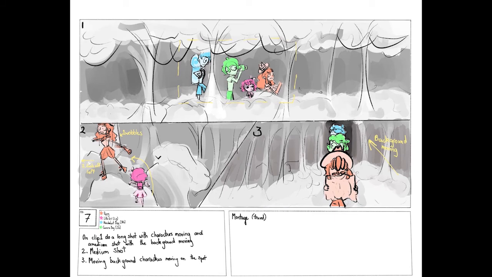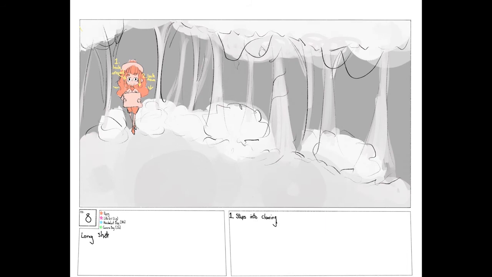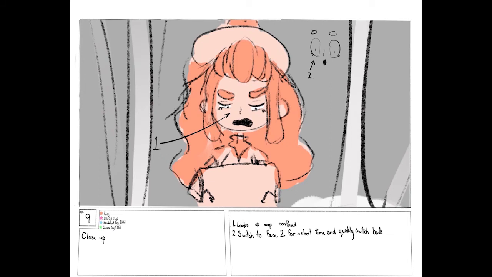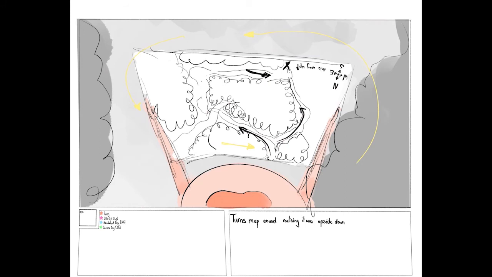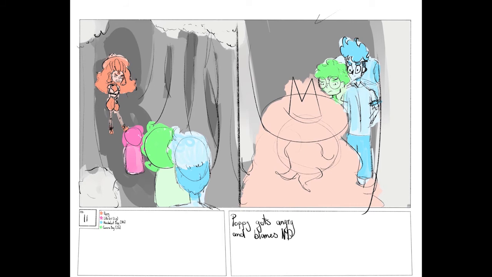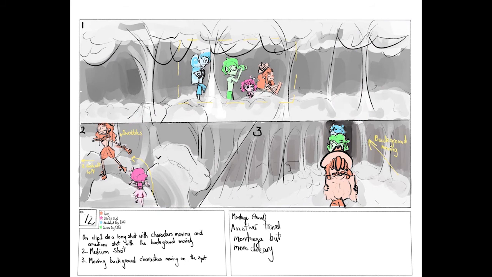A montage of travelling shots begins. Then they walk into a clearing. There is a close-up then of Poppy realising the map is upside down. There is an over-the-shoulder shot and she turns the map around. She then goes and blames it on her friends. Then they continue with a montage shot and it's more dreary.